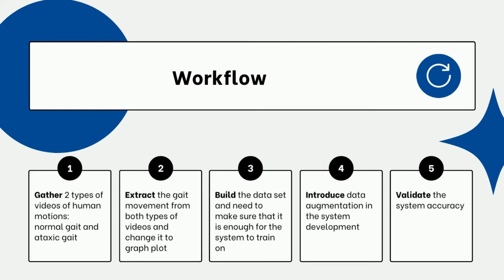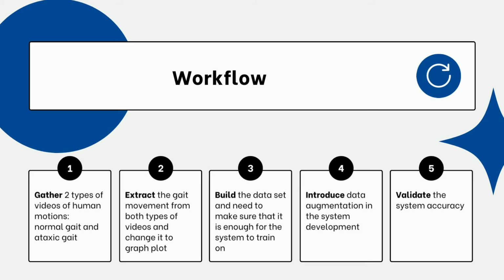After the training is done, the system should be able to recognize which one is normal gait and which one is ataxic gait. However, I still need to validate whether the system is doing the right job or not. Therefore, I have to put aside some data from the normal human motion as well as the patient's motion and test it after the system is complete. If the system is able to identify the correct movement, then the system is working as intended.